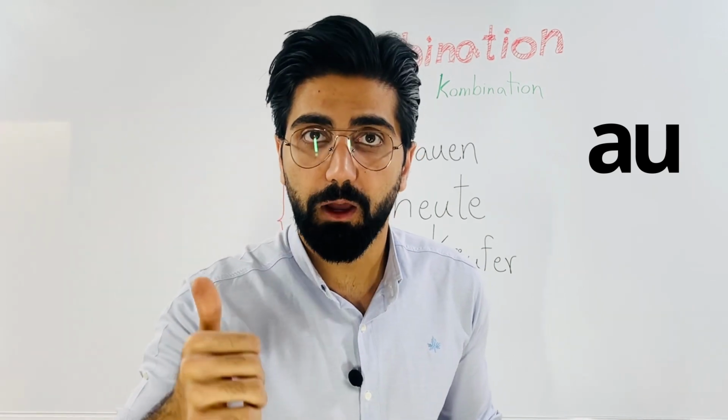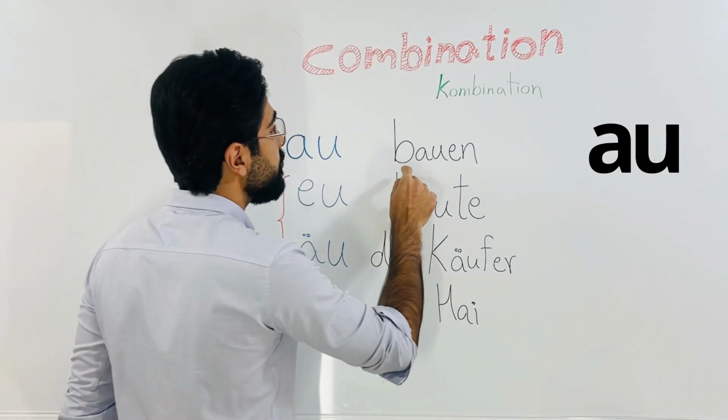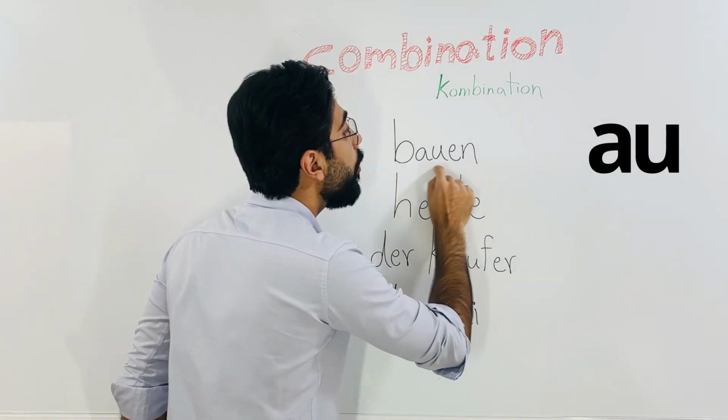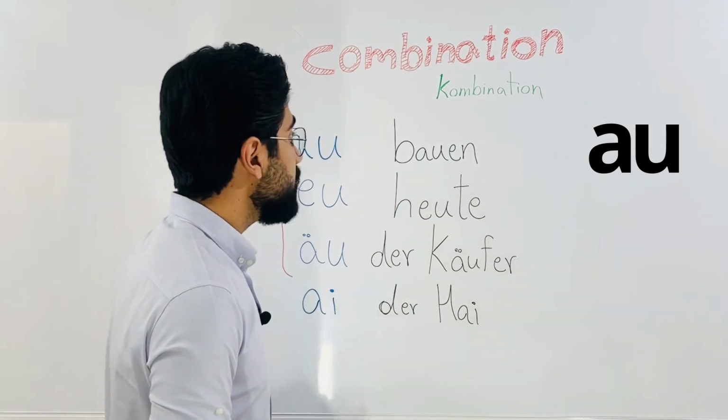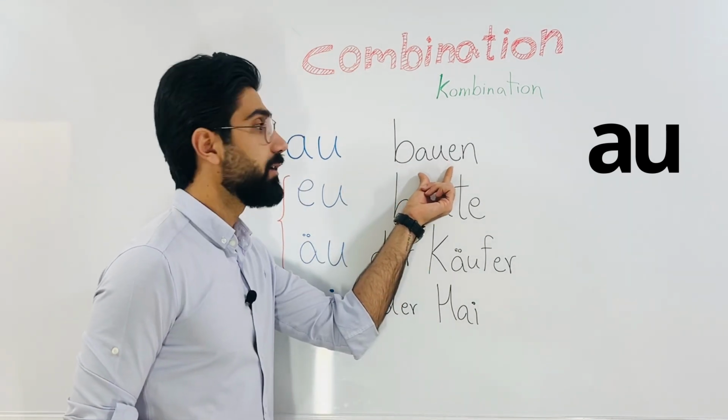Au. For example, here we have bauen. Bauen. Here we have the combination Au.